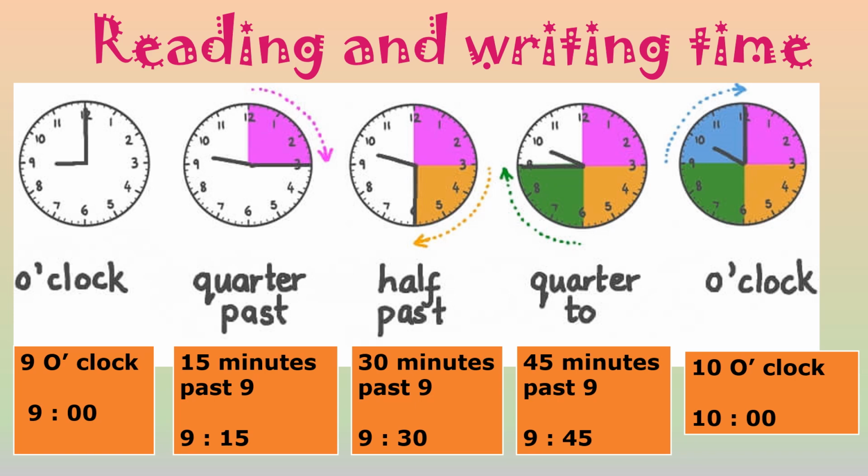Now let us learn how to read and write time. Let us see the first clock. The small hand shows hours and the big hand shows minutes. The small hand is at 9 and the big hand is at 12. So the time is 9 o'clock. In figures, it is written as 9:00. The number which is written on the left side of the colon shows hours and the number which is written on the right side of the colon shows minutes. The minutes are always written as a 2-digit number.